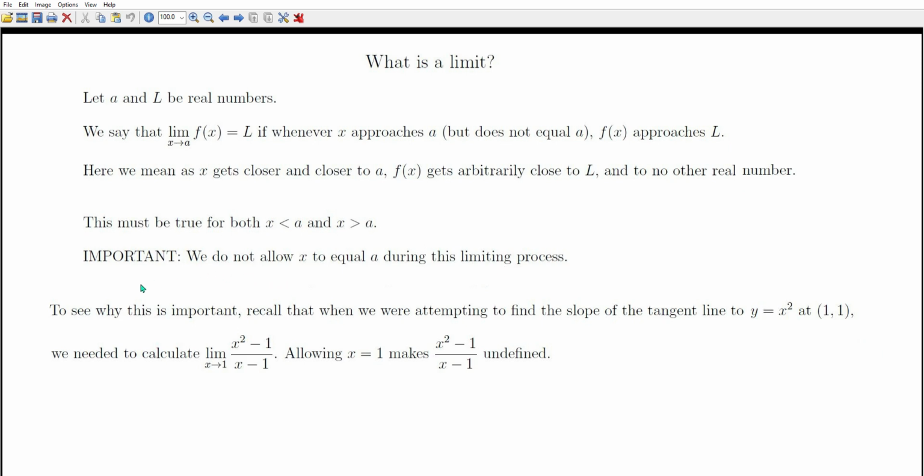One of the reasons why this is important is, if you remember when we calculated the slope of the tangent line to y equals x squared at (1, 1), we ended up with a limit that looked like this. If you let x equal 1, then this whole mess becomes undefined. You have to do it with this limit process. So x gets close to 1, but x is never allowed to equal 1.